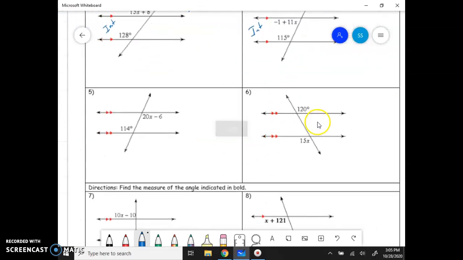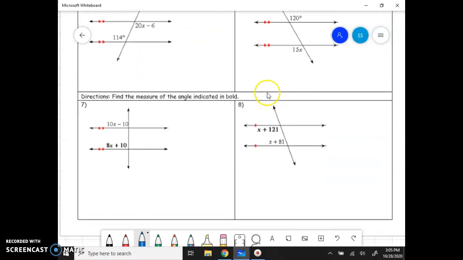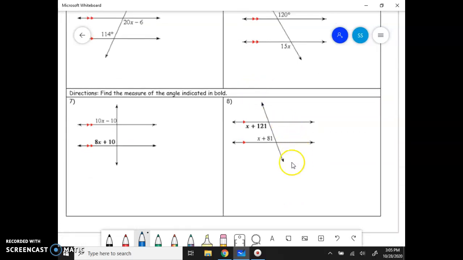All right, moving on, 5 and 6 look about the same. Just recognize the relationship of the angles. 7 and 8, pretty much the same thing. Just once you figure out x, you want to plug it back in for x. So we want to find the measure indicated in bold. Okay, so if I find that x is equal to 10, I'm going to do 8 times 10 plus 10. Right? Okay, there are some questions on the test like that as well.